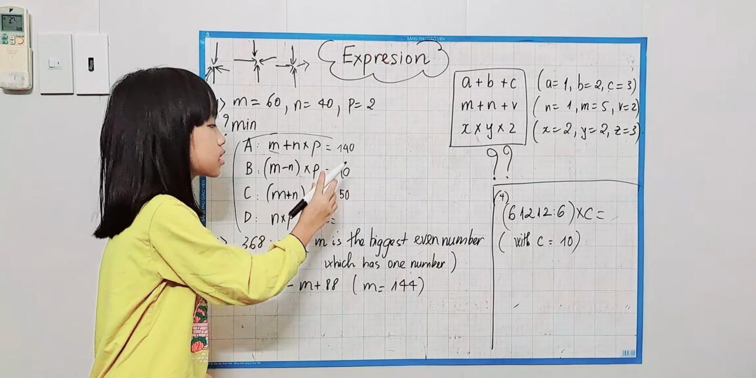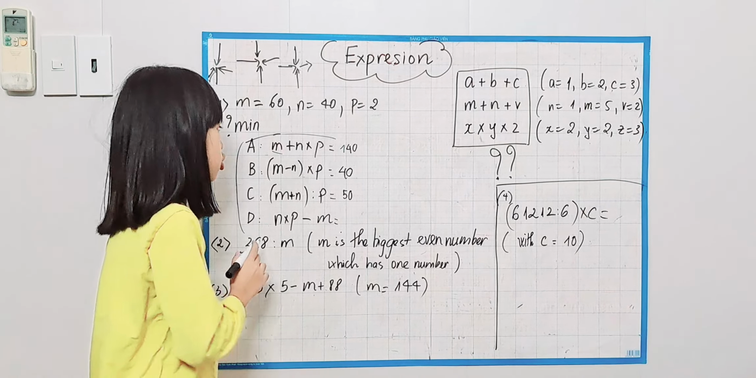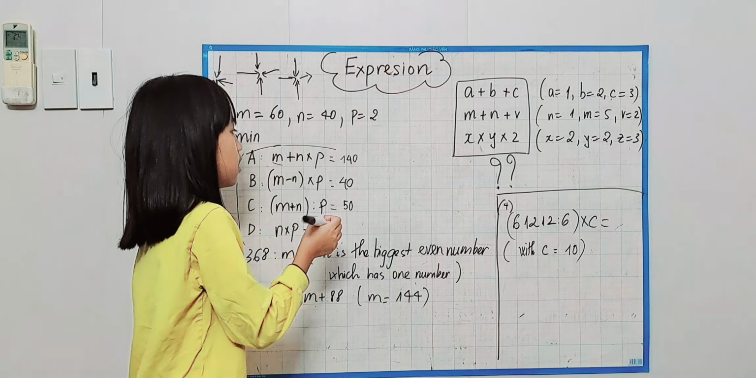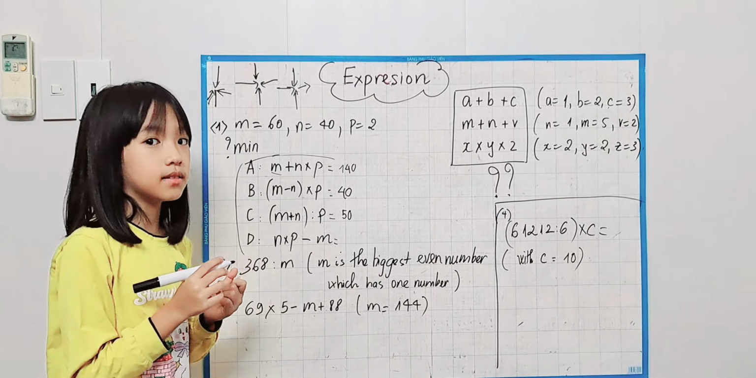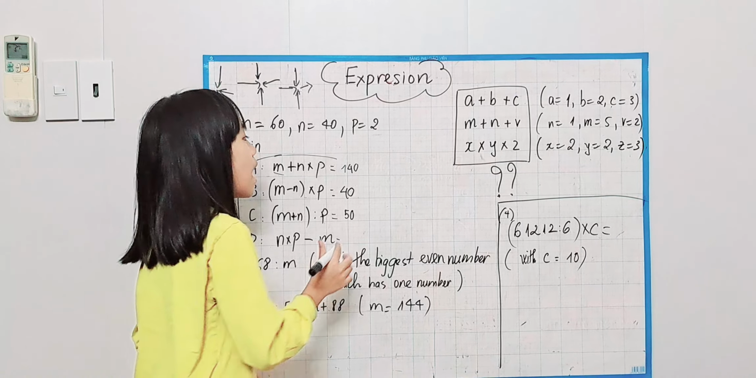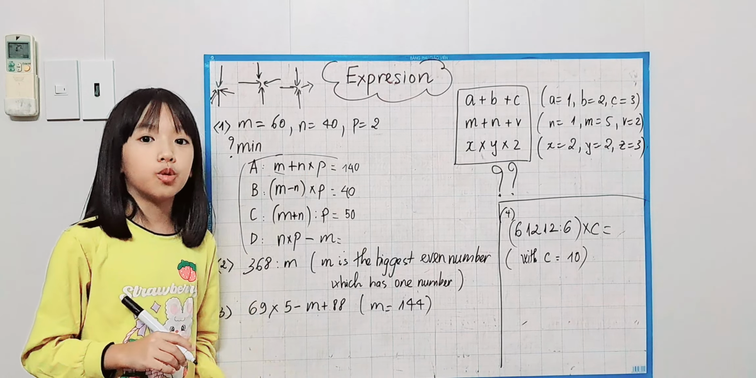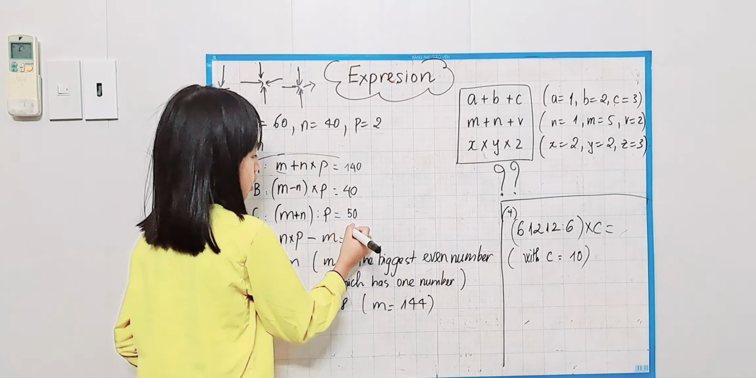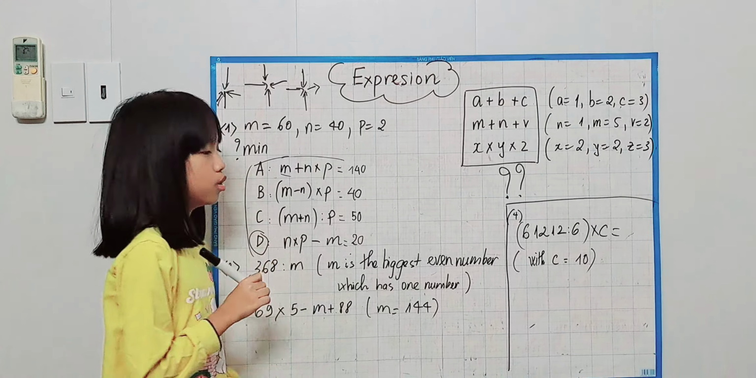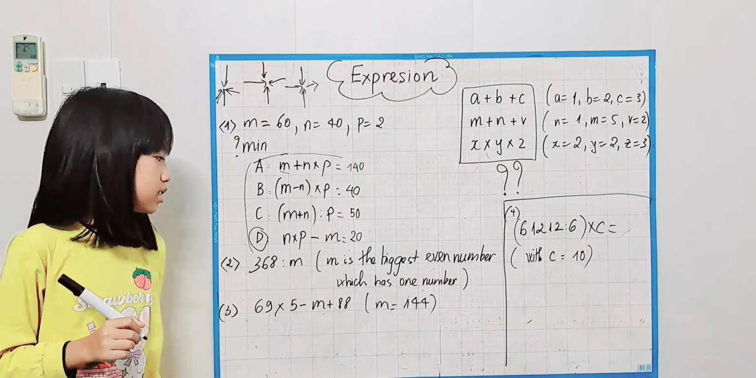So here is kind of right, but let's just check the others. Here we'll multiply with 2, it's 80. So now we'll take 80 and minus with 60. So 80 minus 60 equals 20. So now we know the answer. It's D. So the last is.